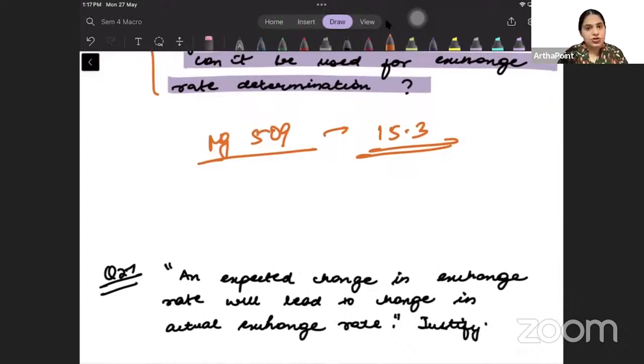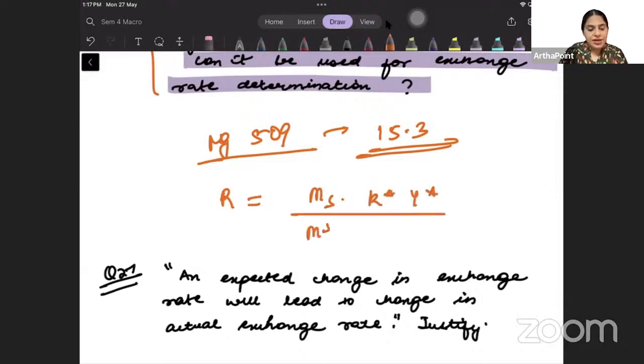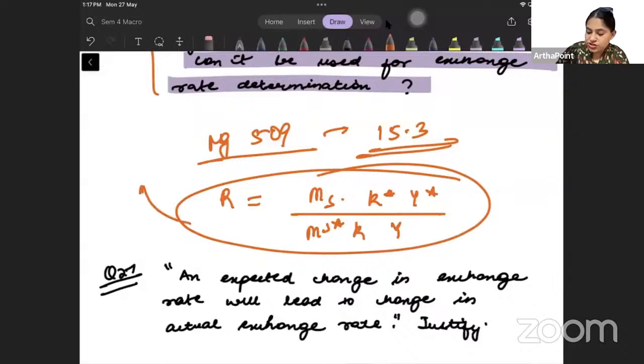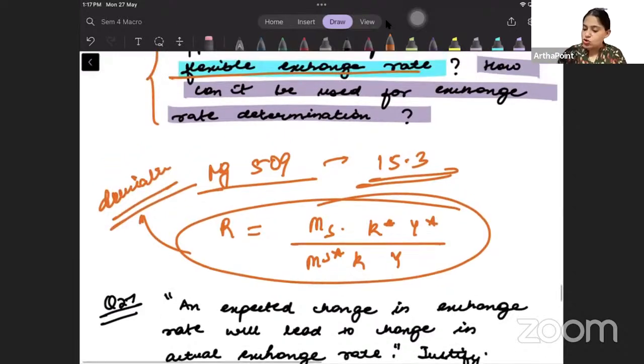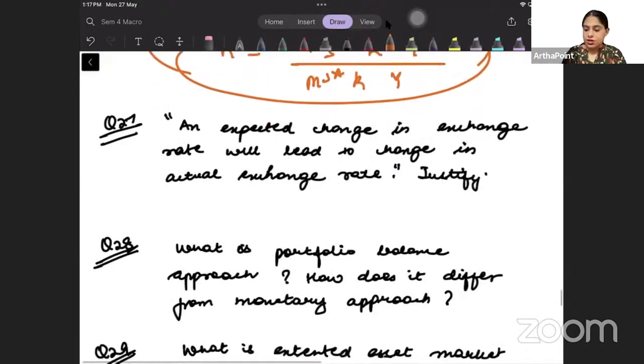You have to explain both equations bit by bit till you reach this exchange rate where we derived this: ms k star y star upon ms k y, ms star ky. So this derivation, you should be well aware about that because that is used for exchange rate determination.